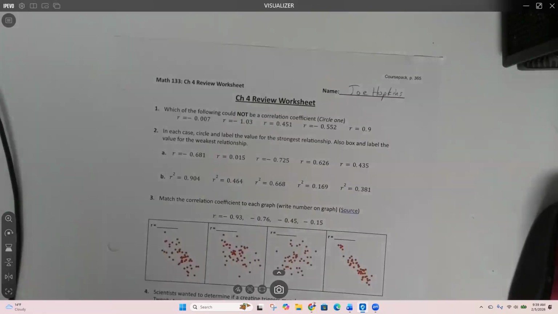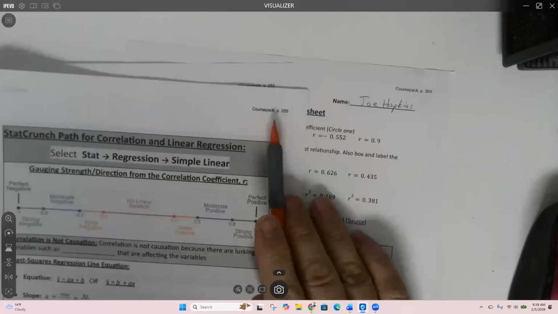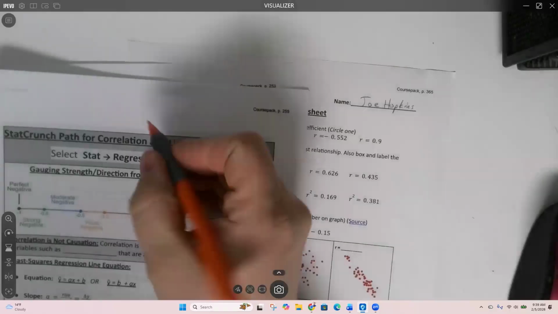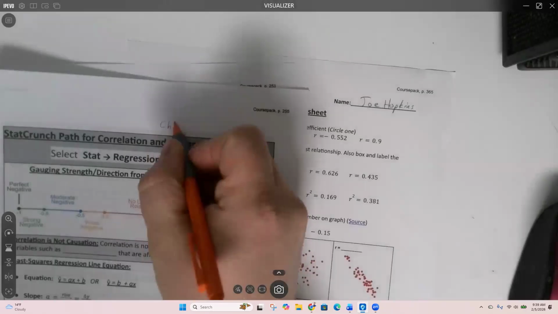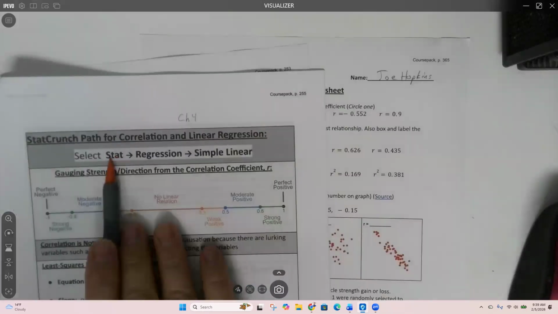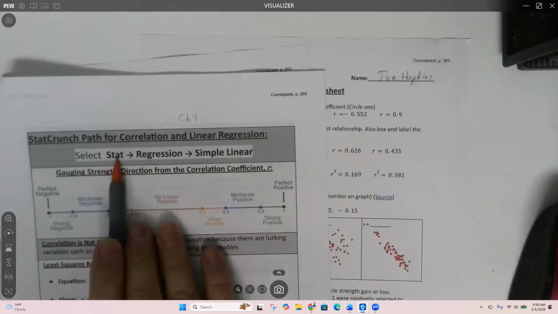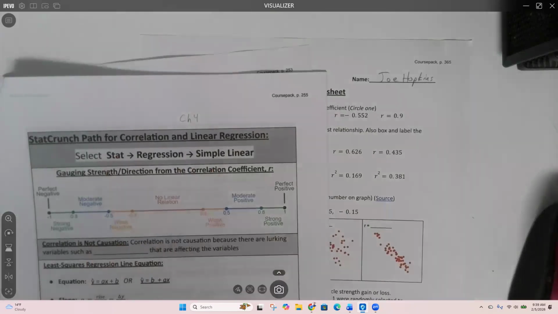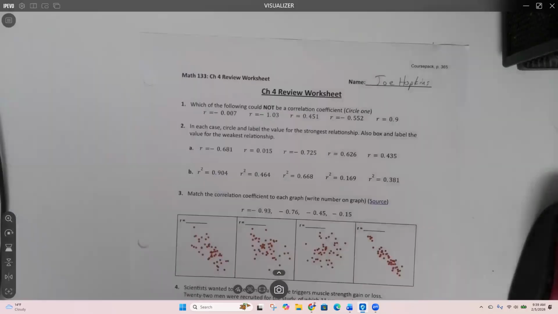Okay. So today's hints are all going to be on page 255. Page 255 is all about linear regression. It's all the chapter 4 stuff. Okay. So the main thing that we're going to need is the StatCrunch path, which will be Stat, Regression, Simple Linear. Okay. Now you can do a linear regression when you have two columns of quantitative data.